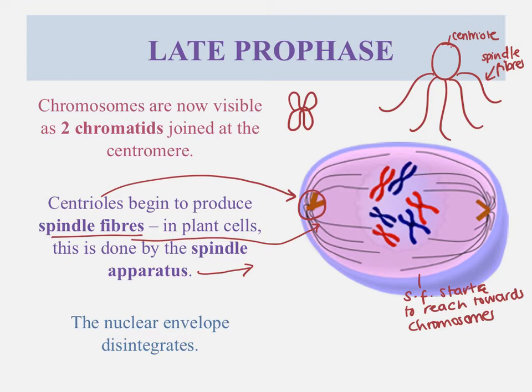At the same time, you can see that this picture has got a very faint nuclear envelope. The nuclear envelope has to disintegrate, otherwise our spindle fibres cannot reach the chromosomes to pull them apart. So the nuclear envelope is disintegrating. In early prophase, we had the nucleolus disintegrating, and now we've got that nuclear envelope going away too. That is the end of prophase.